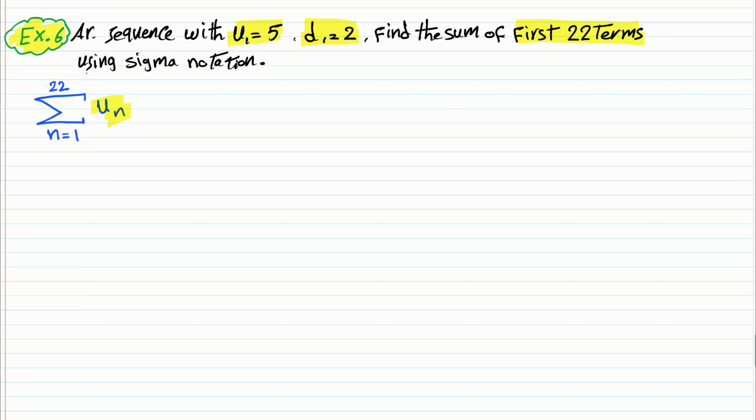So now we just have to find the un. We can find un easily by substituting in the general rule. un equals u1 plus n minus 1 d. u1 equals 5. You don't know n, so n minus 1, d is 2. Expand and simplify, so 5 minus 2, 3 plus 2n. This is the un.